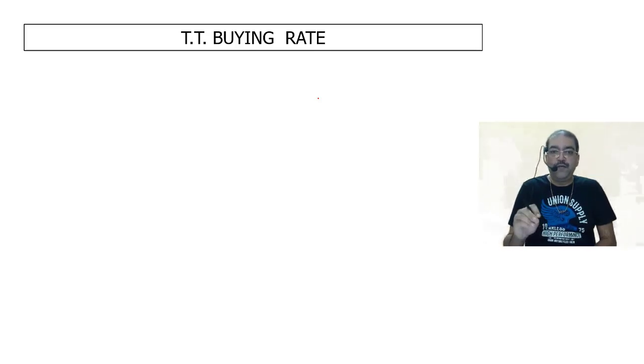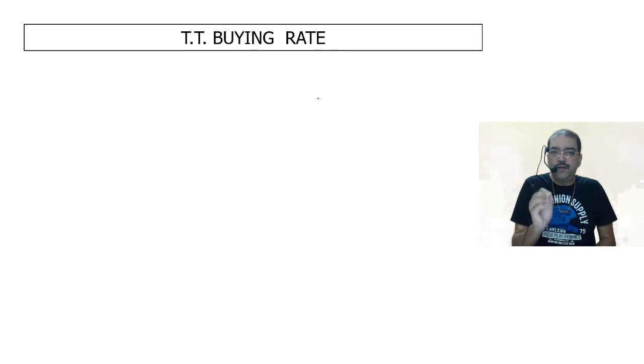Suppose you say that you want to prepare a bill of exchange in foreign currency, or you want a demand draft in foreign currency. Then it is an across the counter transaction. So when that happens, there is no delay. Immediately, the bank will tell you the buying rate or the selling rate. That is called TT buying rate, when there is no delay in realization of foreign payment.